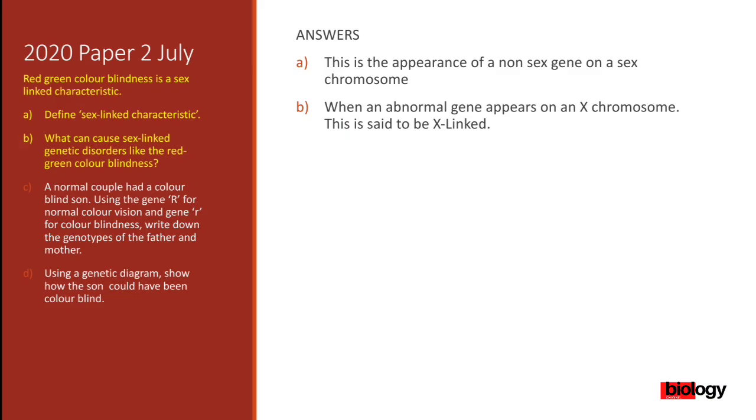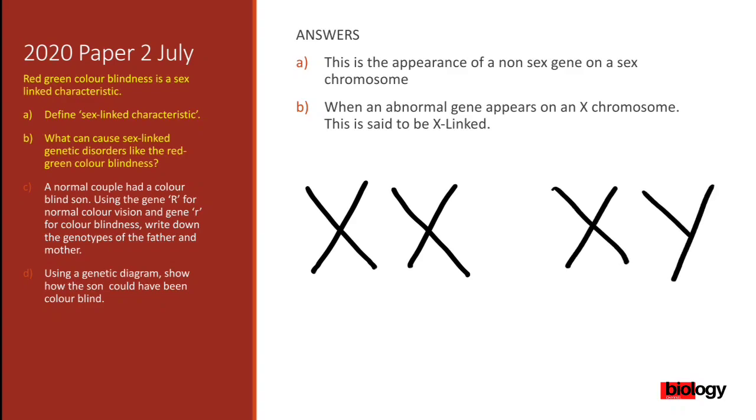What you need to understand is that the appearance of a non-sex gene on a sex chromosome occurs on an X chromosome. So we've got XX, this is for a female, then XY, this is for a male. What you need to know is that the focus here is on the X chromosome.